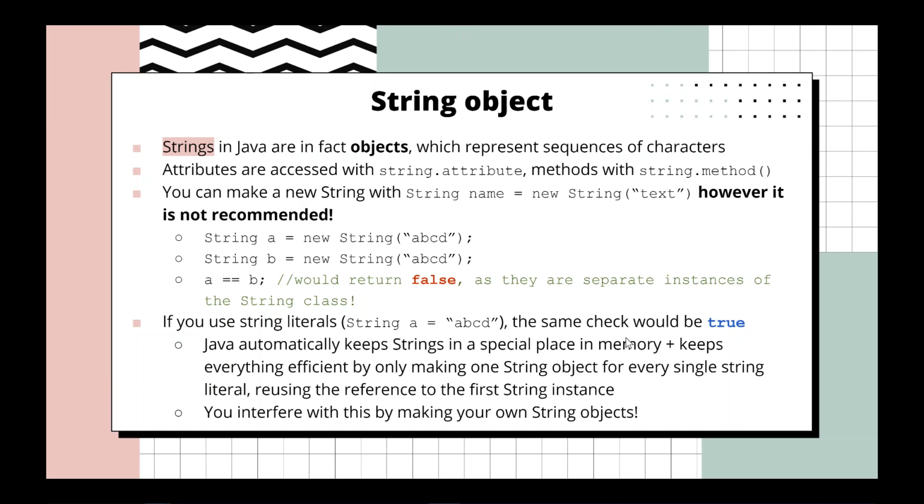Java automatically keeps a lot of objects in a place called the heap in memory, and they also do a lot of fancy stuff with strings specifically that'll make it kind of work like a primitive.